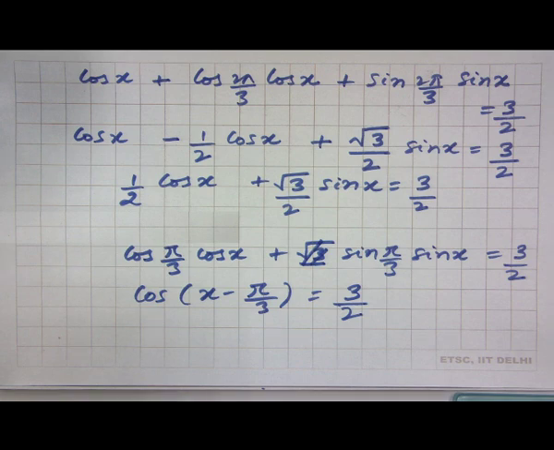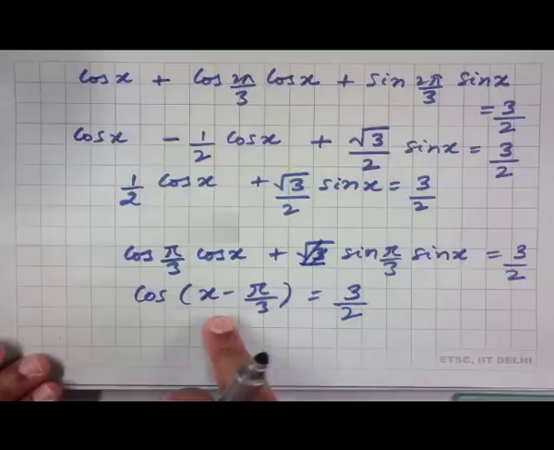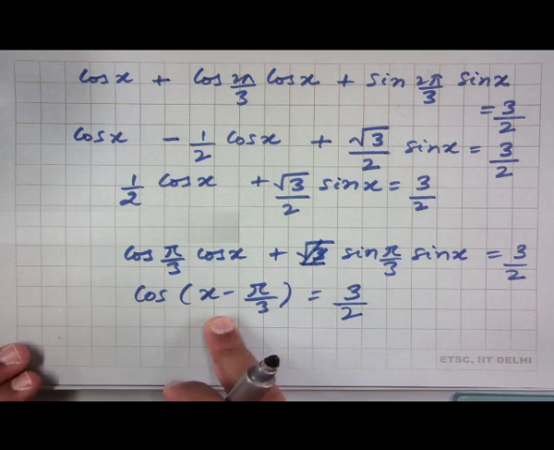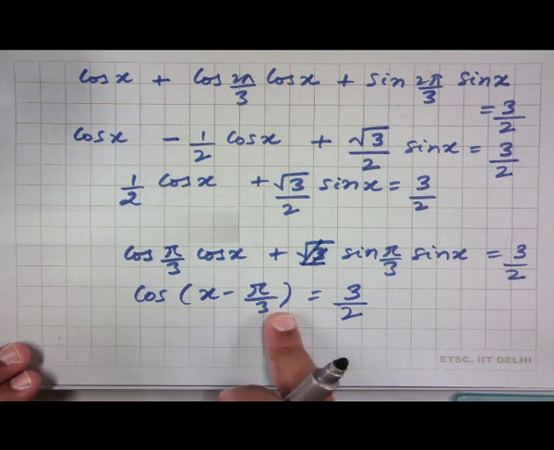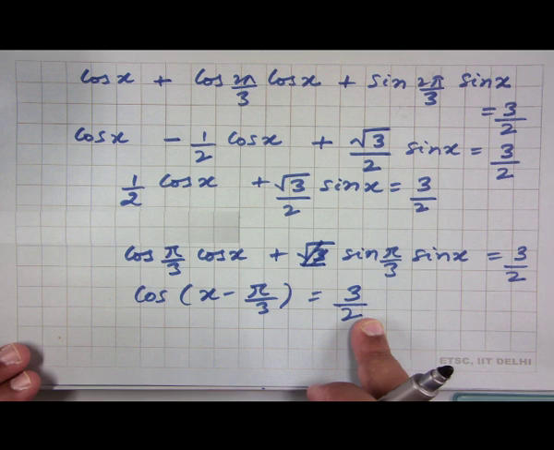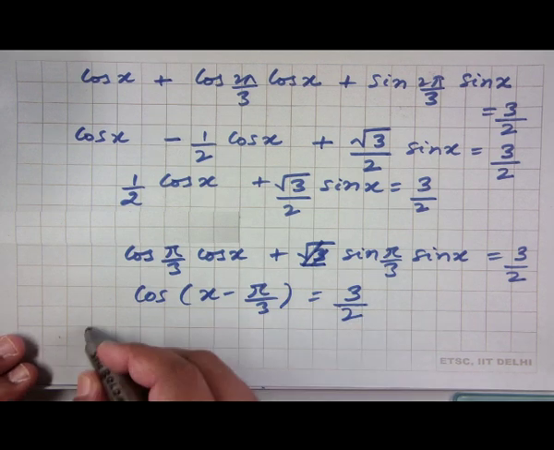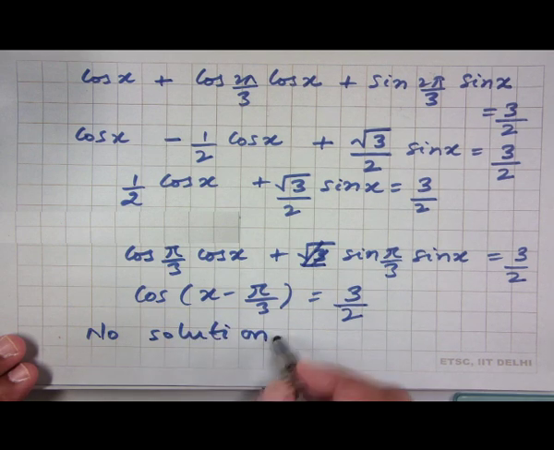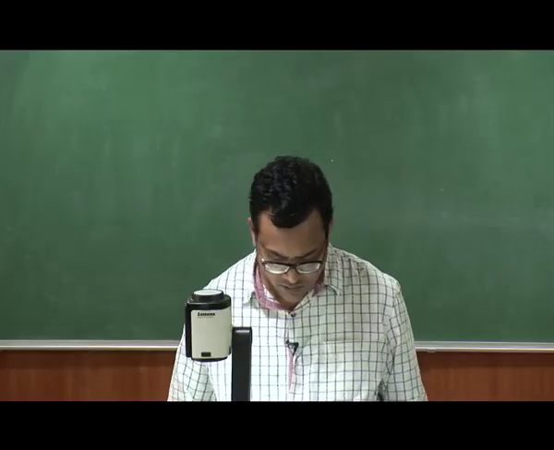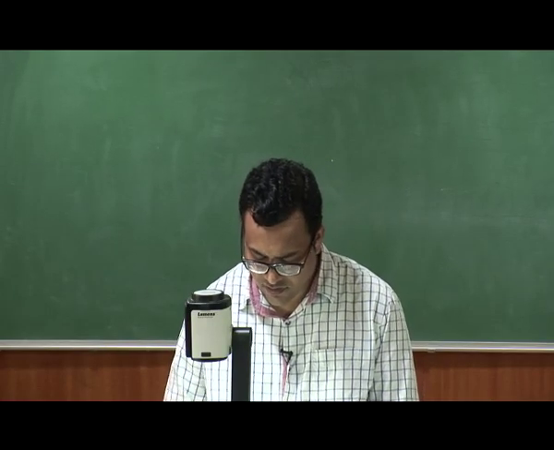But we know that the cosine function is limited to the range minus 1 to plus 1, and therefore, cosine of any angle can never be equal to 3 by 2, and therefore, there is no solution to this set of equations. So, the final answer is that there is no solution. Let us see another question here.